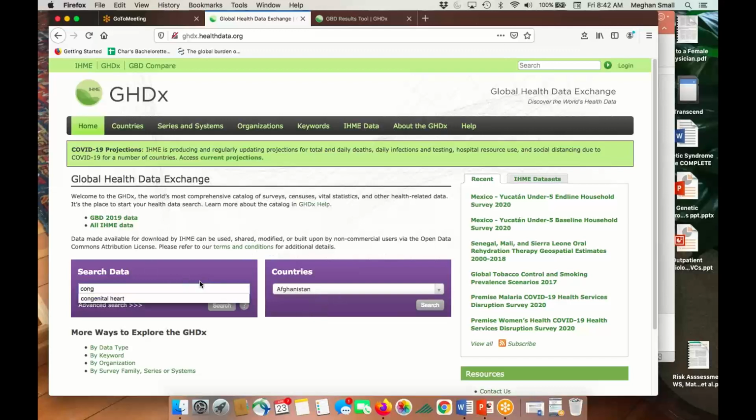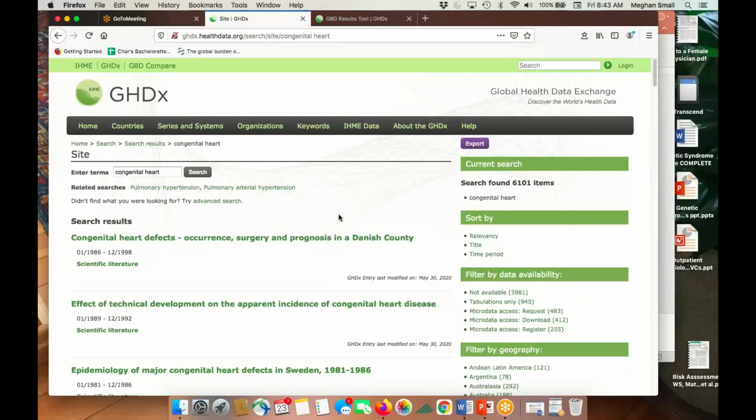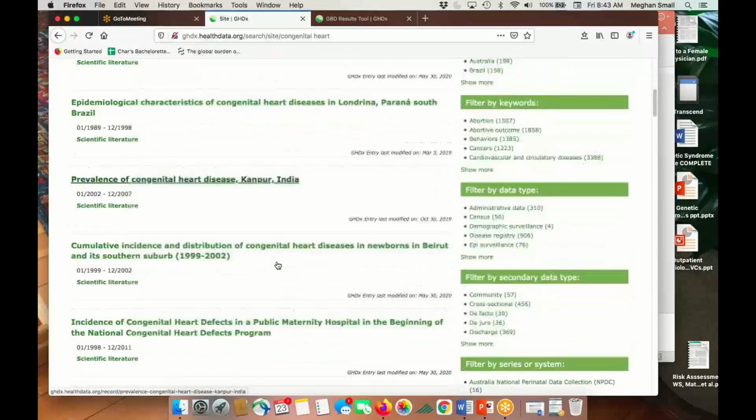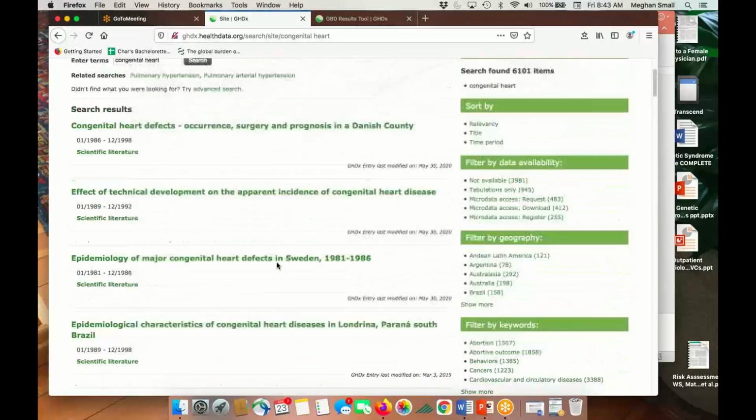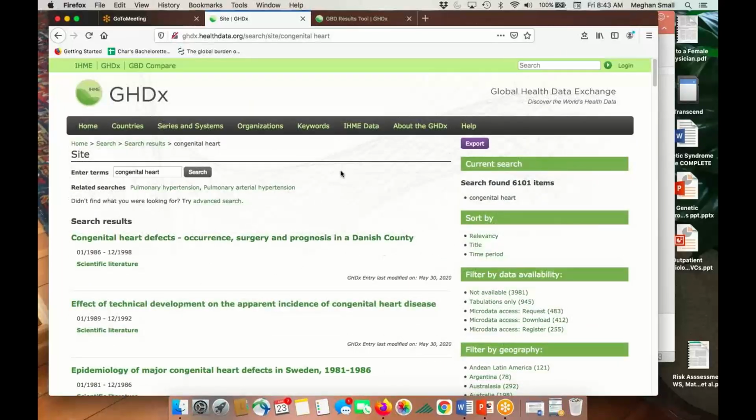So if you just put in like congenital heart, let's see if it runs a search, it might be too big. It gives you 6,000 items within the current search, and then you can kind of search through and look for what you're looking for specifically, and then you can sort it as well.